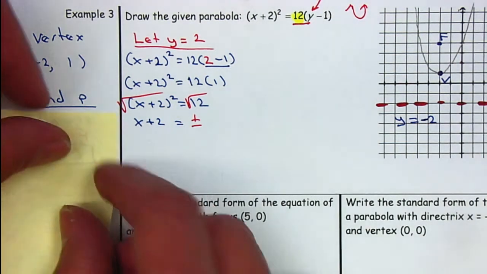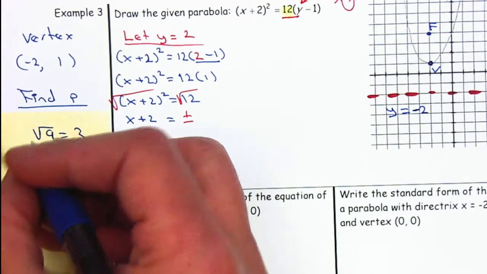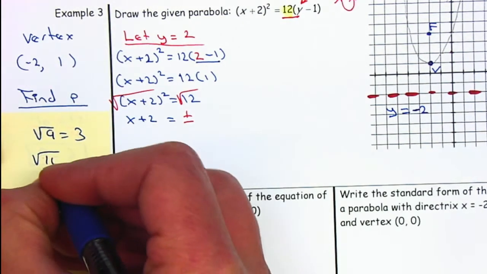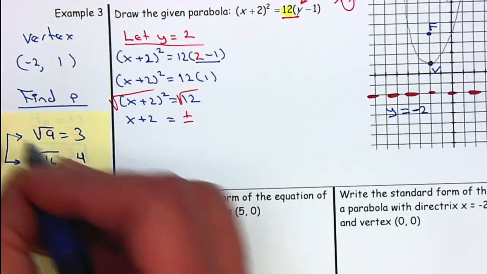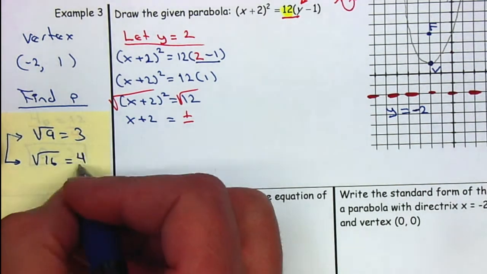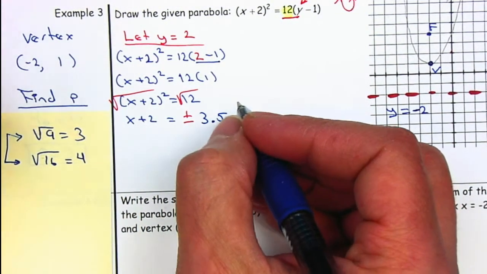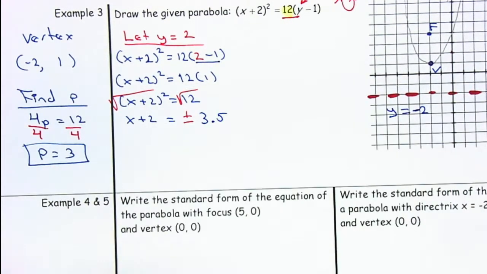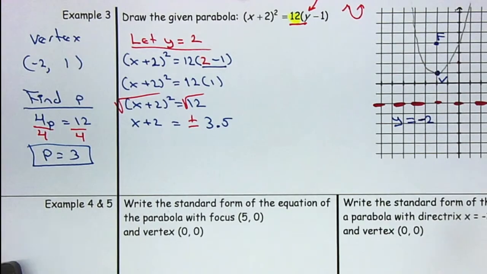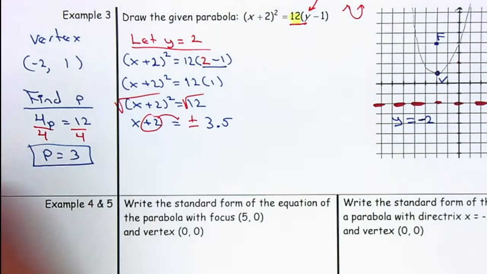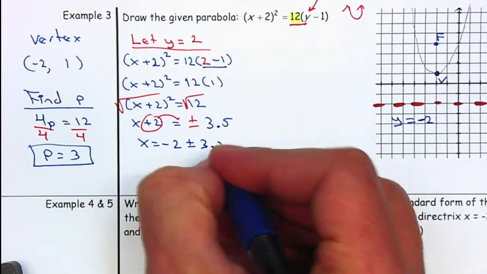Let's say I know that the square root of 9 is equal to 3. That's too low. The next perfect square is the square root of 16, which is 4. So the square root of 12 is between the square root of 9 and the square root of 16. So it's almost right in between. So let's just say 3.5. Next, I need to leave the x by itself. I'm going to move my 2 to the right, and it becomes a negative. We have x is equal to -2 plus or minus 3.5.